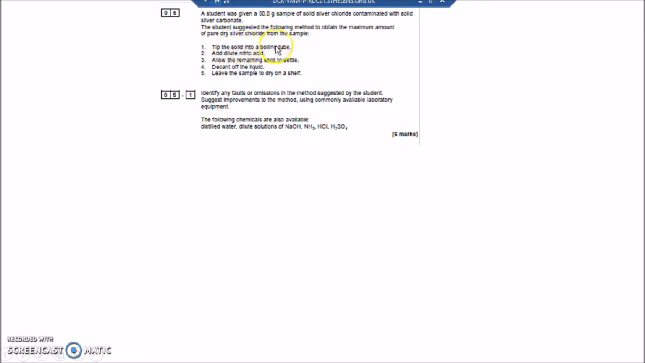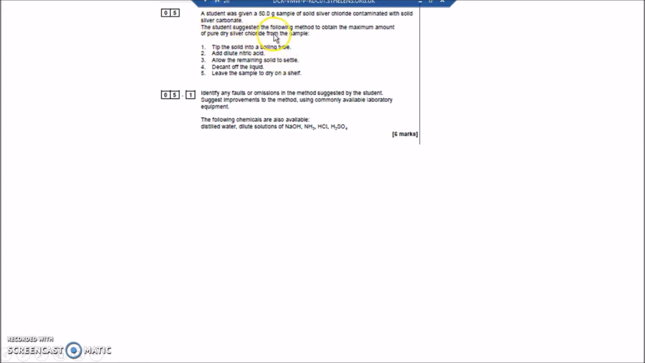So tip the solid into a boiling tube. I would suggest you use something like a 250 milliliter beaker instead to give yourself a little bit more room. Add dilute nitric acid. Well, it says here that you've got solid silver carbonate, so it's a good idea to add some acid, because an acid would react with the carbonate and remove the silver carbonate. It would make carbon dioxide, as all carbonates do with acids.